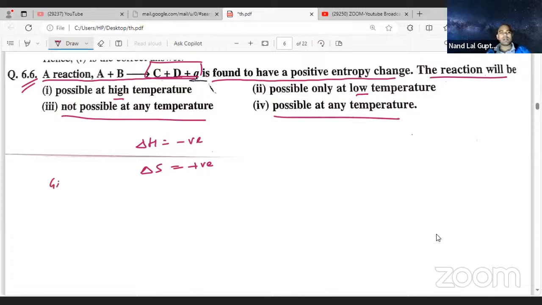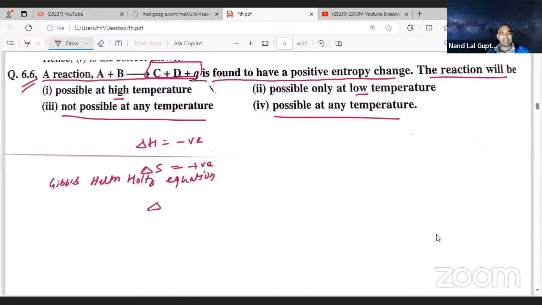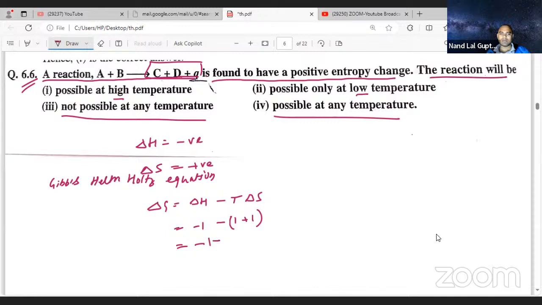Now, have you heard about the Gibbs-Helmholtz equation? Any idea about delta G? Delta G equal to del H minus T del S. Excellent. Here they are saying the enthalpy term is negative, so consider -1. Temperature you can consider anything. Suppose I consider it as 1, and entropy is positive, they are saying +1. Let us see. Negative, this will be -1 and negative, this will be -2.